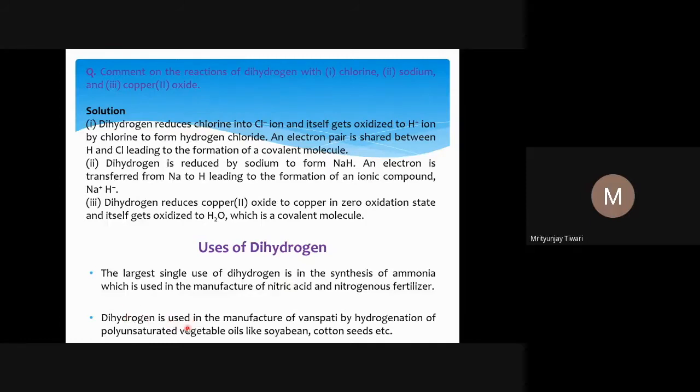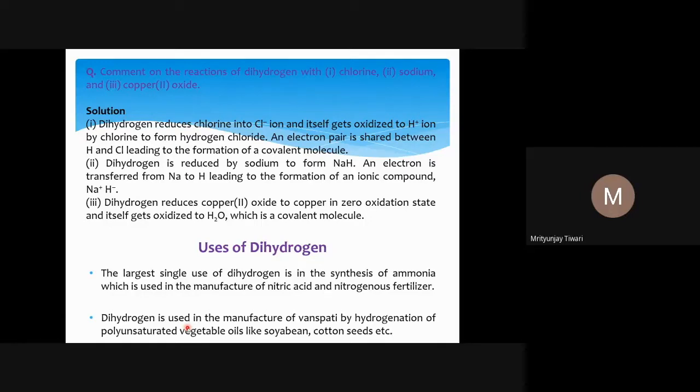Dihydrogen is used in the manufacture of vanaspati by hydrogenation of polyunsaturated vegetable oils. Vegetable oils like soybean and cottonseed oils are unsaturated fats, which means there were double bonds between carbon atoms. A double or triple bond between carbon and carbon is also called unsaturation. Mostly there is a double bond between two carbon atoms in these fatty acids.